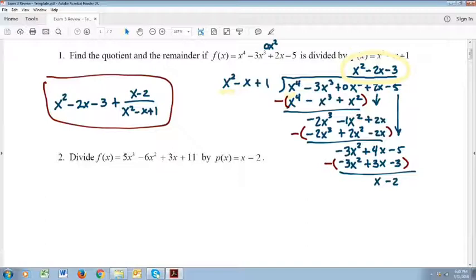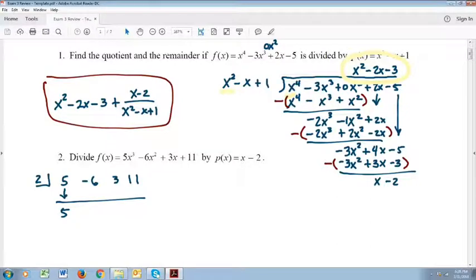Notice on number 2, because we're dividing by a linear polynomial, because the degree here is 1, we can use synthetic division. So let me go ahead and set this up. We're going to want to put 2 in the box, and our coefficients are 5, negative 6, 3, and 11. We need to drop the 5, and then we multiply, then add, multiply, then add until we're done.